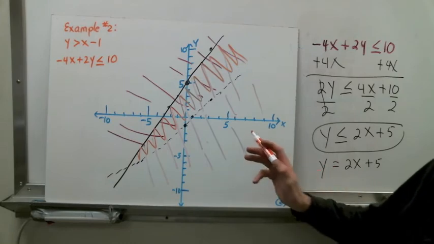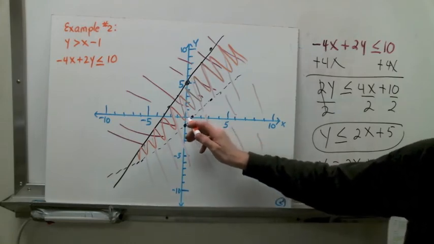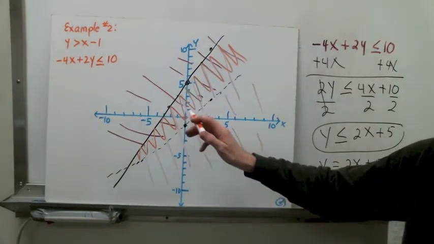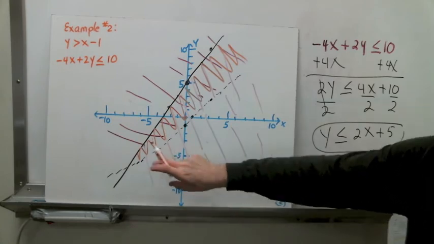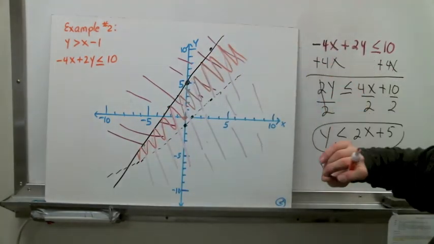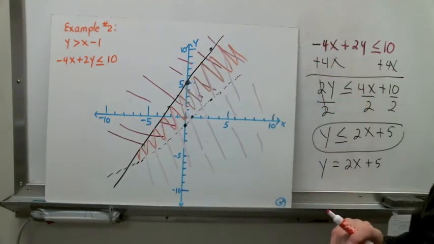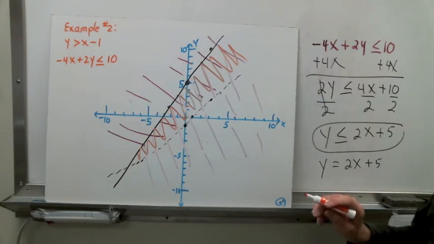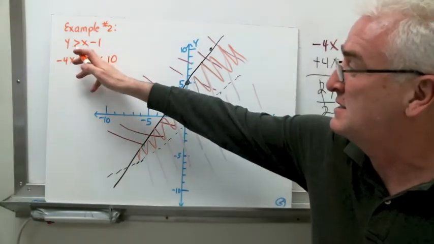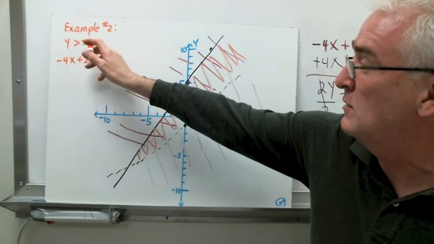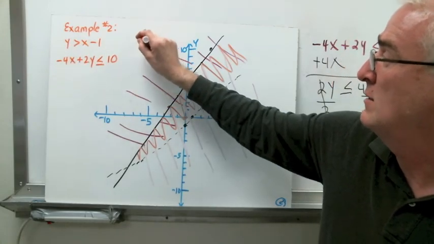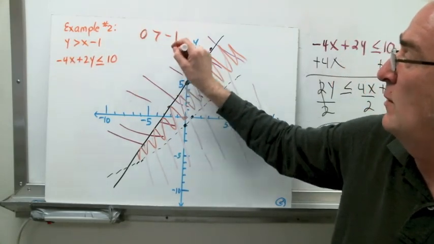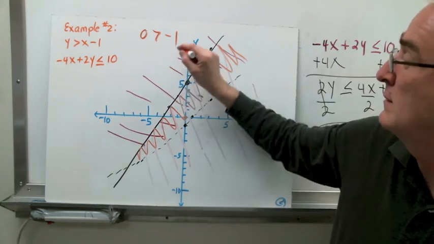Let's pick one that's very easy. Our origin 0, 0 is right in this funnel shape where we have common shading. Let's put a 0 in here. Is 0 greater than 0 minus 1? Is 0 greater than negative 1? Well, that works. So that's a check.